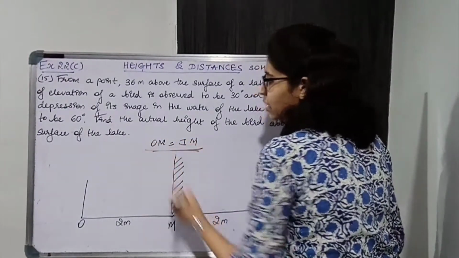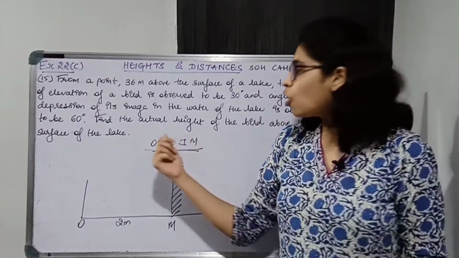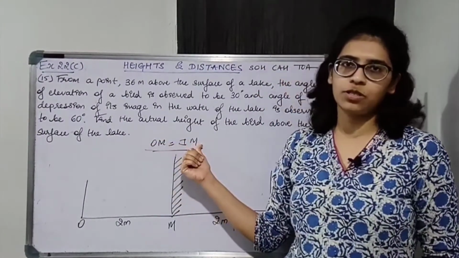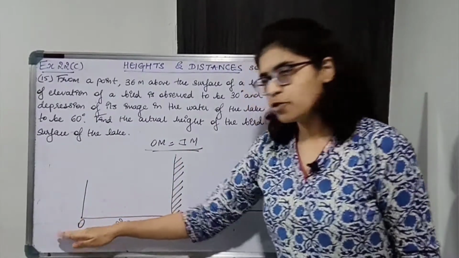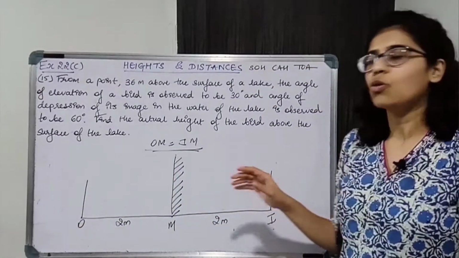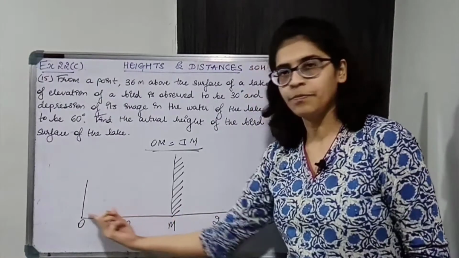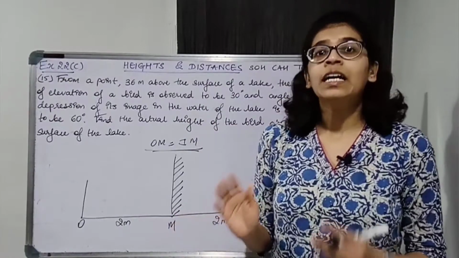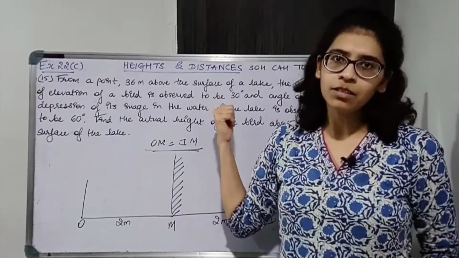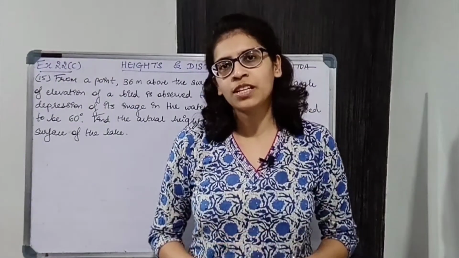This is very very important. You are supposed to know object distance is equal to image distance. So this is a mirror, this is the object, this is the image. So always the distance from the mirror, the object distance and image distance will be the same. Alright, now we'll be using this concept in the sum. Now let's proceed with the question.